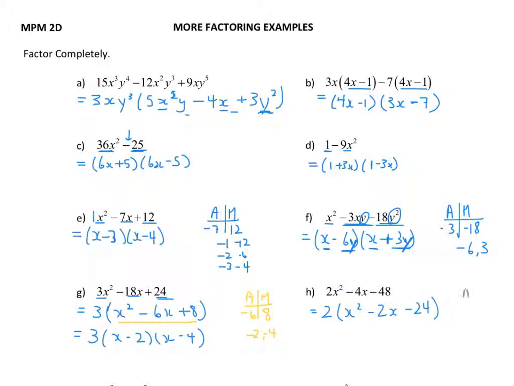All right, and now I have a trinomial left inside as my quotient. I'm going to look for two numbers that add to -2 and multiply to -24. I believe a -6 and a +4 will help us out with that. And that means my factors then will be an x minus 6 and an x plus 4. All right.